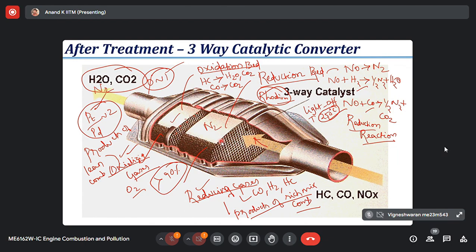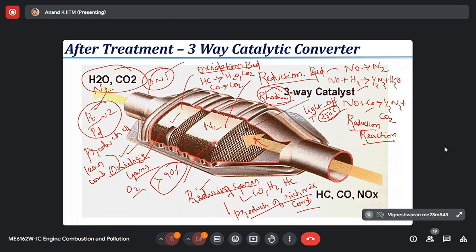But before that, I have a question to you. Why have we arranged the reduction bed before the oxidation bed in this converter? What will happen if you do it the other way? Sir, if you do it the opposite way, then what I mean to say is, we have HC and CO. If we oxidize it to CO2 and H2O, and again we are sending it to the reduction bed, it will again get converted to CO.